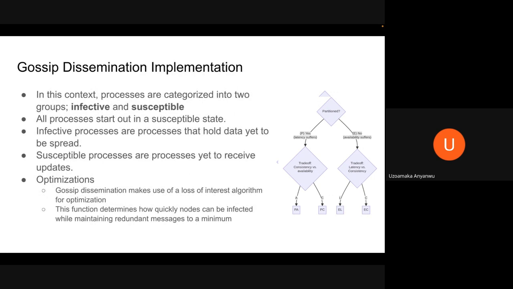An optimization here that I found really interesting is that gossip dissemination makes use of a loss of interest algorithm. This algorithm basically checks for how quickly a node can receive updates, and it also tries to reduce the rate of message redundancy to a very, very low level.